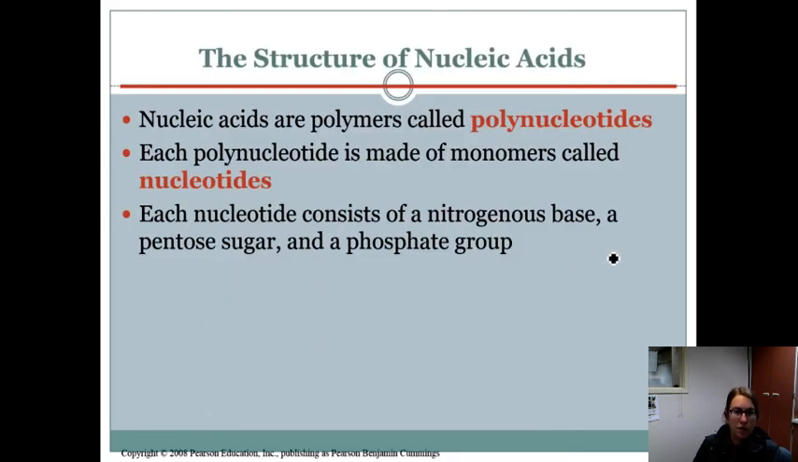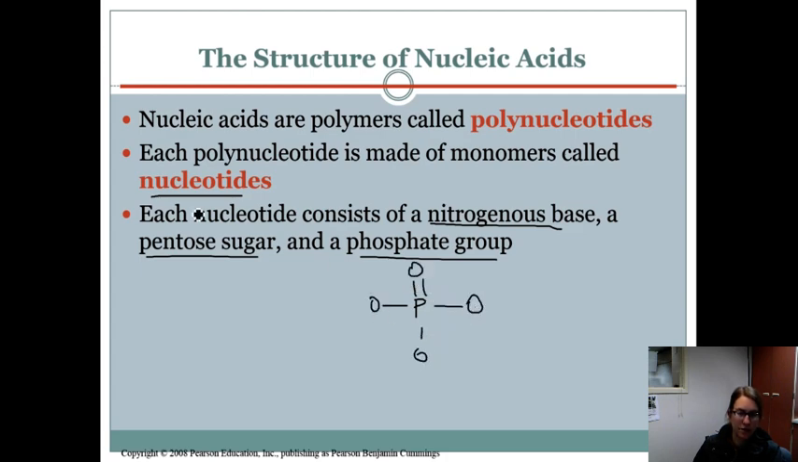So nucleotides are polymers. The monomers are called nucleotides, and the polymers are called polynucleotides. The monomer, the nucleotide, has three parts. The three parts are a nitrogenous base, a pentose sugar, and a phosphate group. So we've seen what a phosphate group looks like already. It was a P with some O's around it.